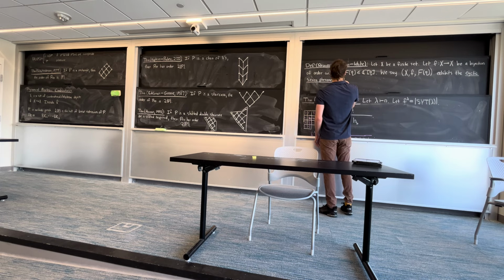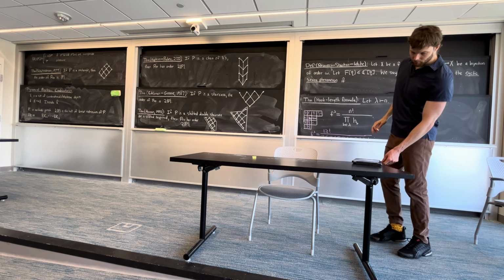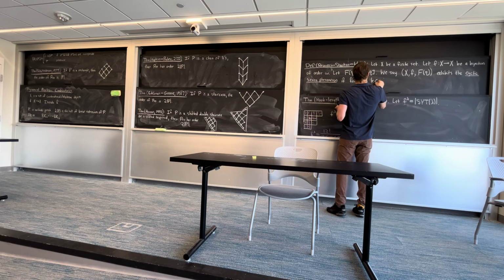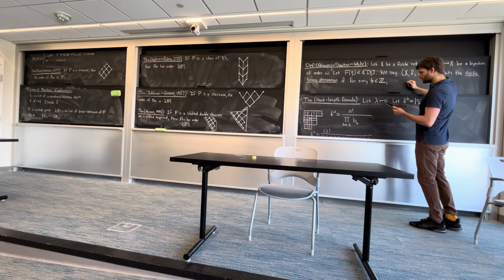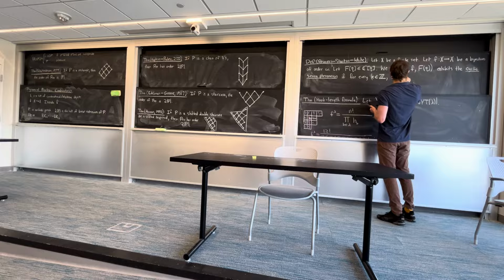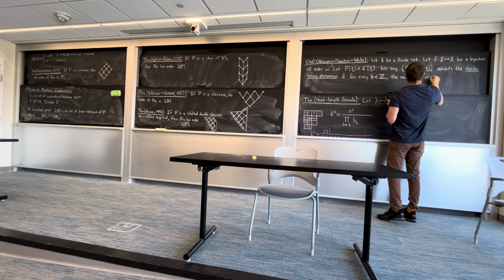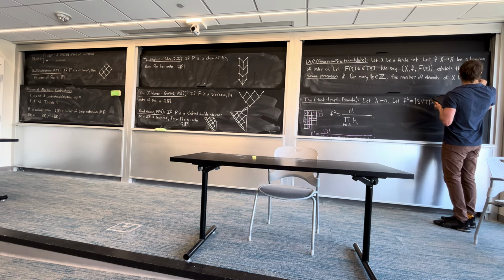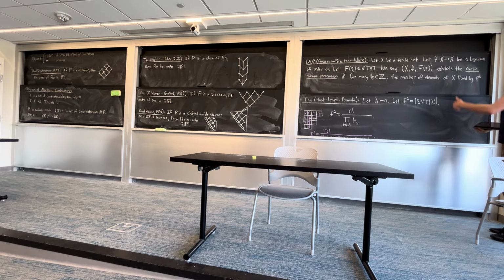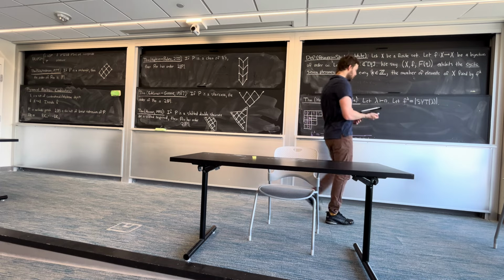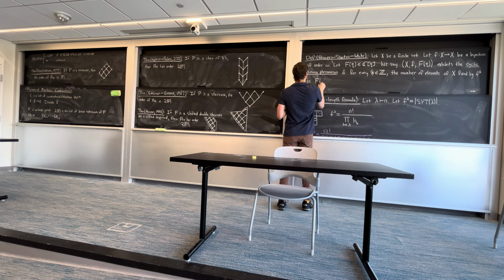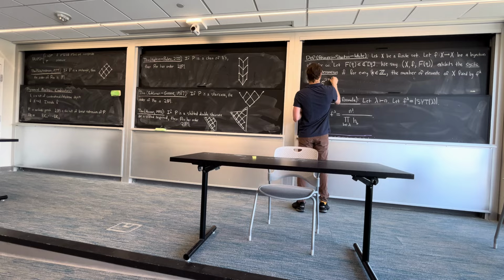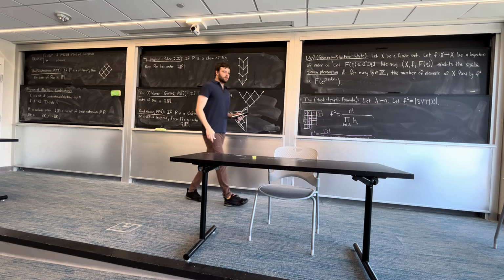If for every integer k, the number of elements of X fixed by the kth iterate of f, so f to the k, f composed with itself k times, is what you get by evaluating this polynomial capital F at e to the 2 pi i k over omega.